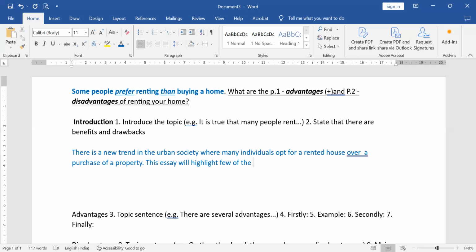What is the other word for advantages? Benefits. Benefits, yes. When they ask you benefits, advantages, they are interchangeable. Few of the benefits, and what is the other word for and? As well as, right? What about disadvantages? Benefits versus, you should know this combination, drawbacks.